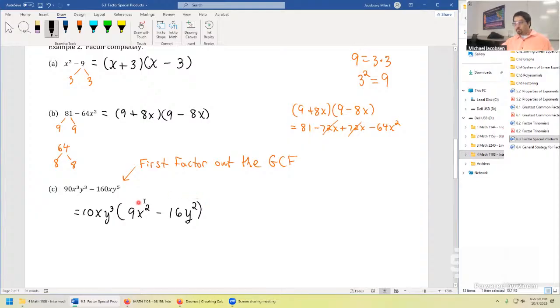So now it's 9x squared minus 16y squared. It's yet again another difference of squares, so we can factor even further at this point. 9x squared is just 3x times 3x. So the first term is a perfect square. And likewise, 16y squared is just 4y times 4y. So using this information, we can solve the rest of the problem.